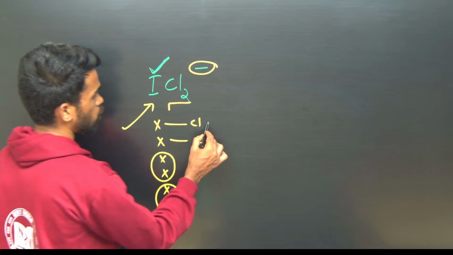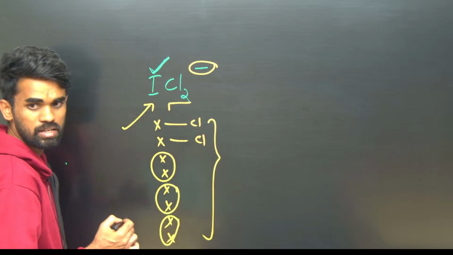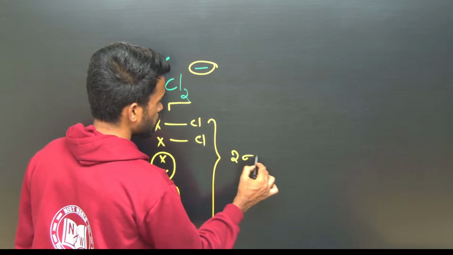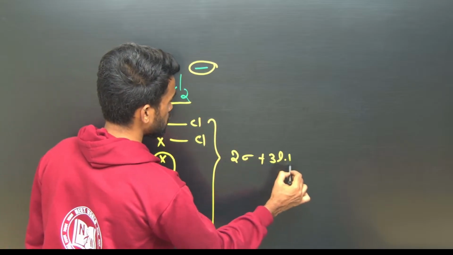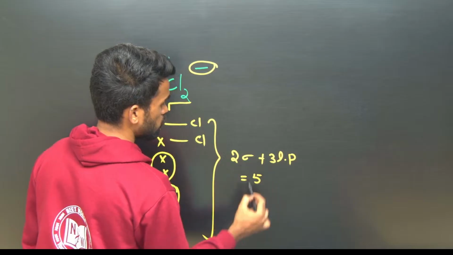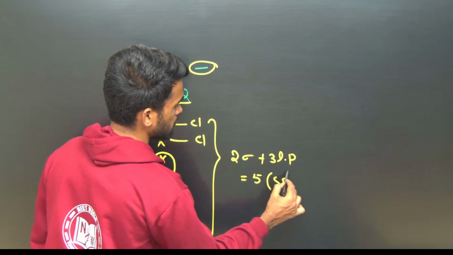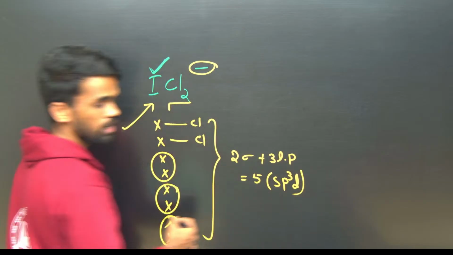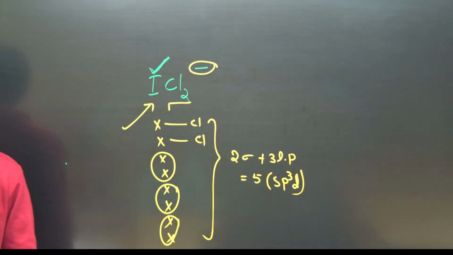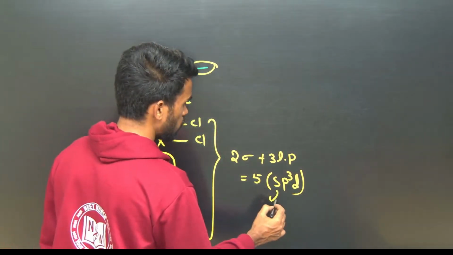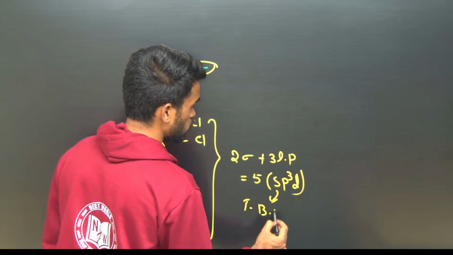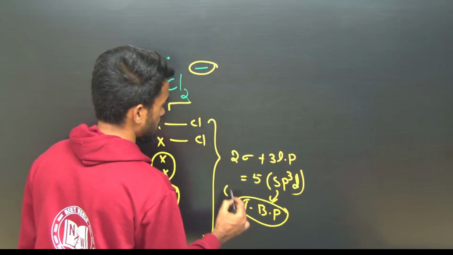So now totally how many sigma bonds and how many lone pairs are there? 2 sigma bonds plus 3 lone pairs, so totally 5. So 5 means it is sp3d. With sp3d hybridization, what is the geometry we have? Trigonal bipyramidal. This is the electronic geometry.